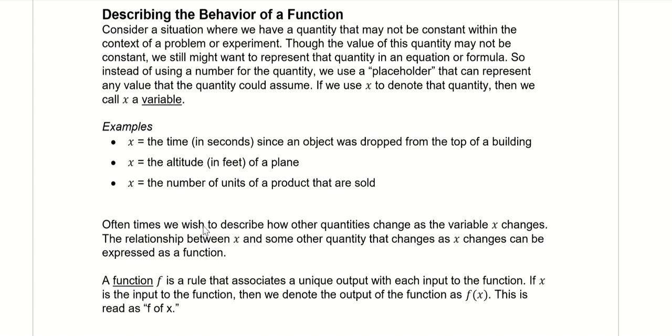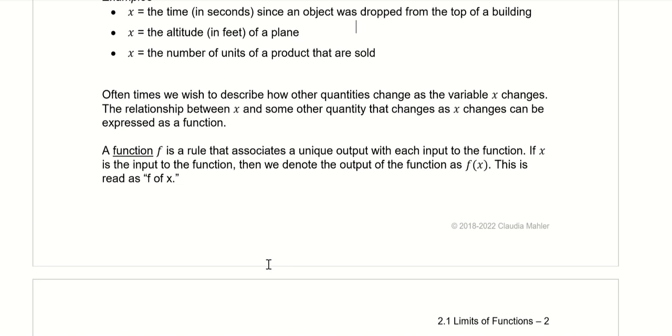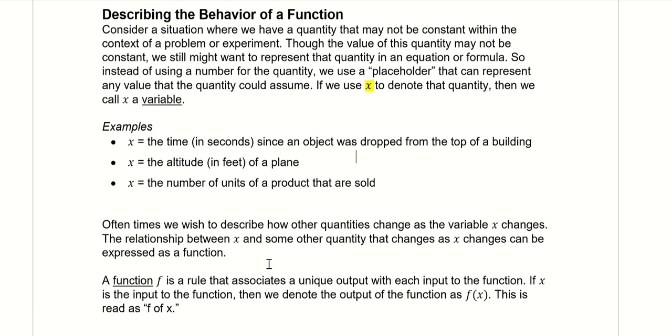So instead of using just a number for that quantity, we basically use a placeholder for it. And these are usually where we start seeing our letters in math, right? Our x's, our y's, our z's. These are usually used to denote variables. So a variable is, as the name suggests, a quantity that can vary from iteration to iteration or scenario to scenario within a given experiment.